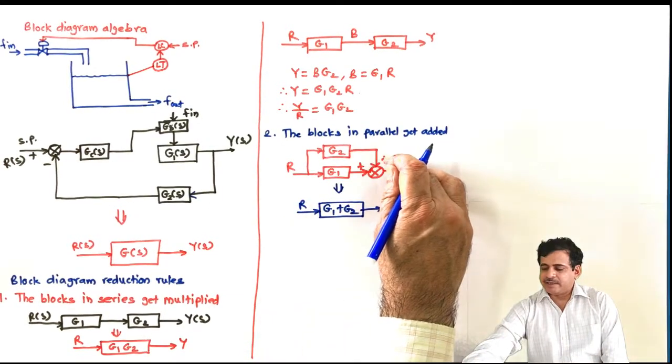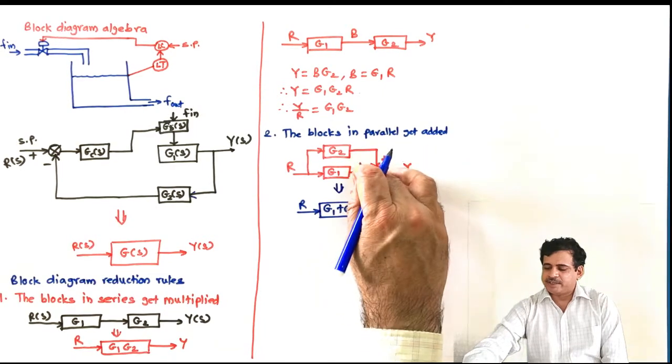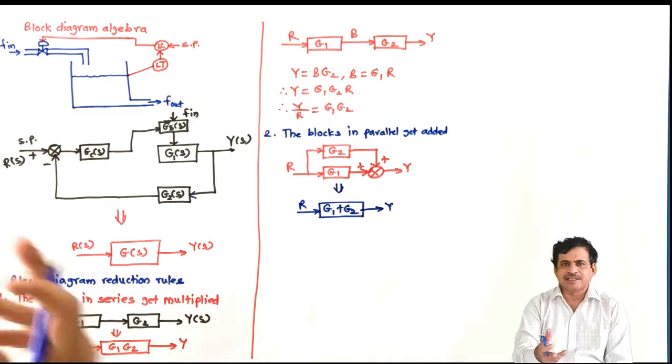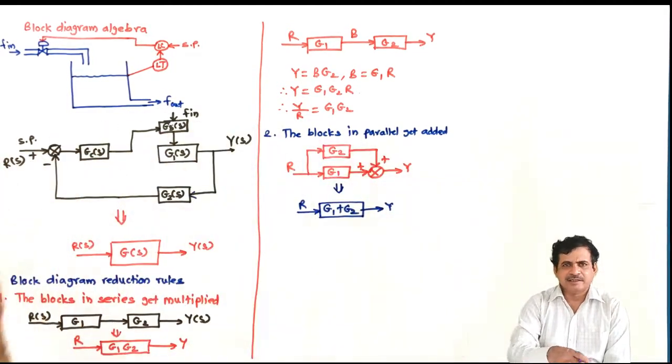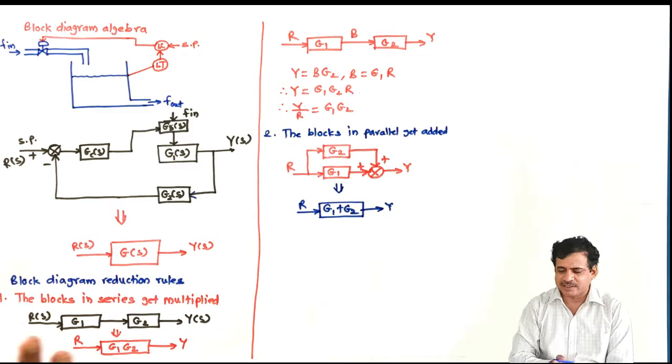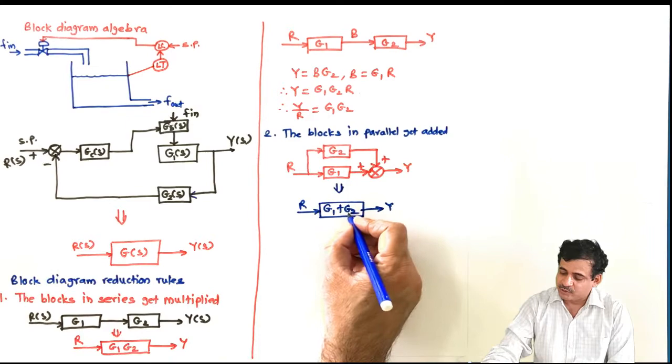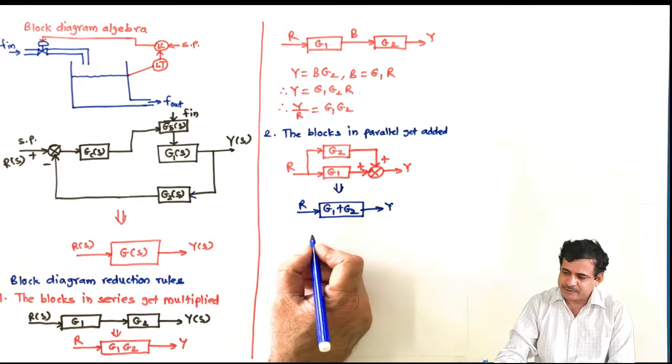Now if here it is minus, then this will be G1 minus G2. If here is minus, this is plus, then it will be G2 minus G1. So it is very simple. That is why it is algebra. It is just like normal algebra of variables, but it is related to block diagram, so it is called block diagram algebra.